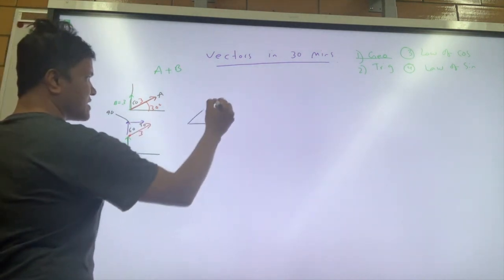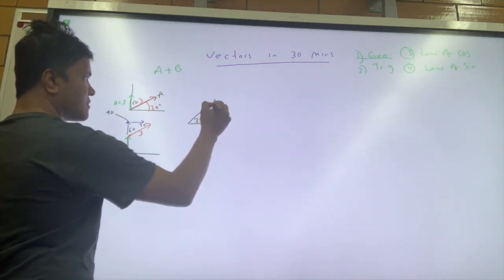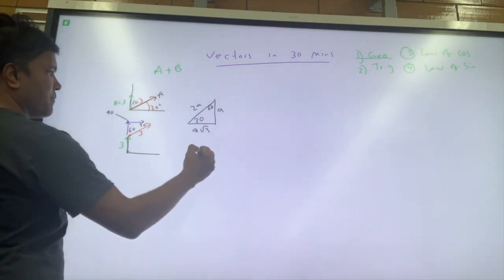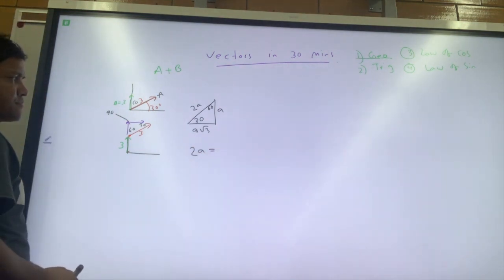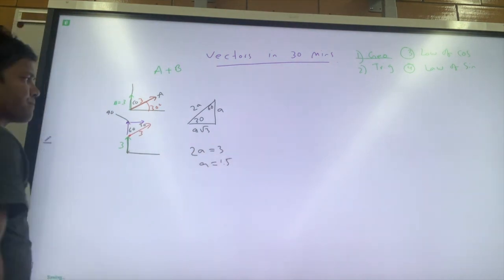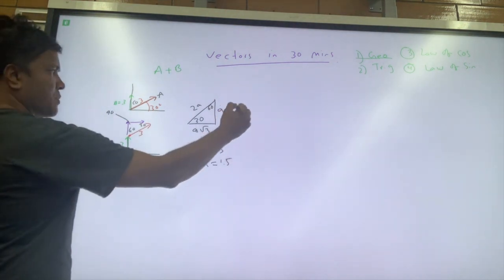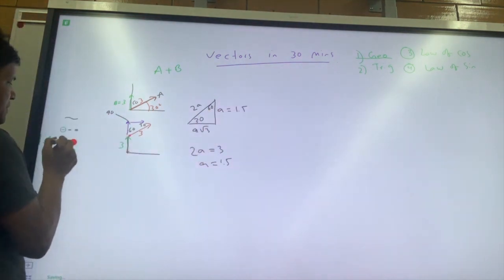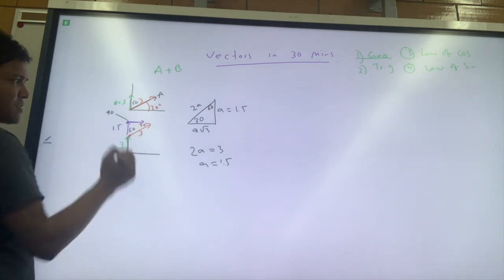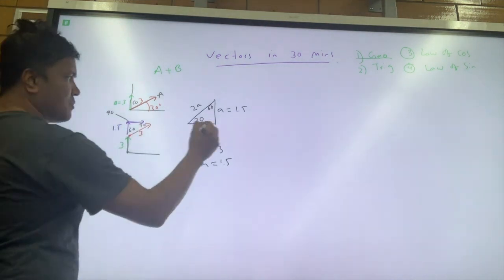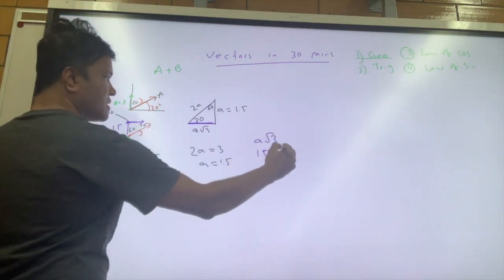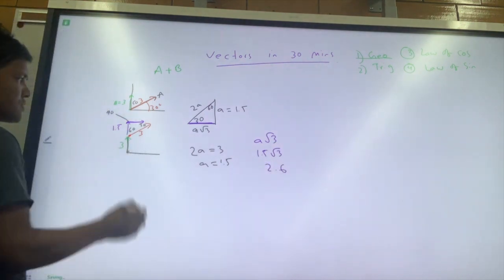So what do we know about 30, 60, 90? This is 2a, this is a square root of 3. So 2a is equal to what? 2a is equal to 3, so a must be 1.5. Okay, so this is 1.5. So this must be 1.5. Now let's find the x component. So x component is a square root of 3. A is 1.5 times the square root of 3, 2.6. So this is 2.6.